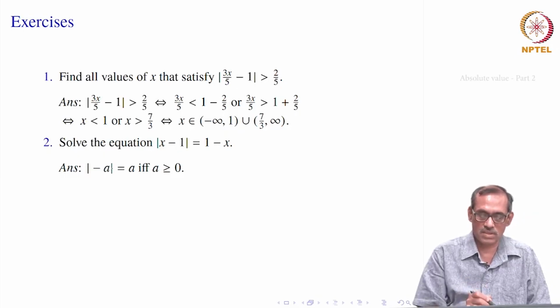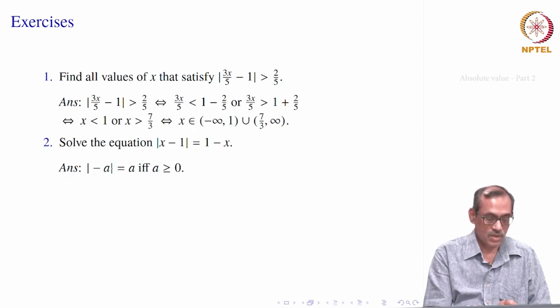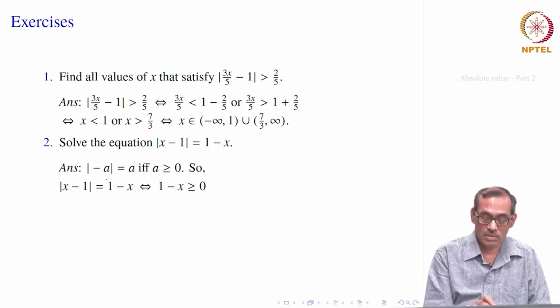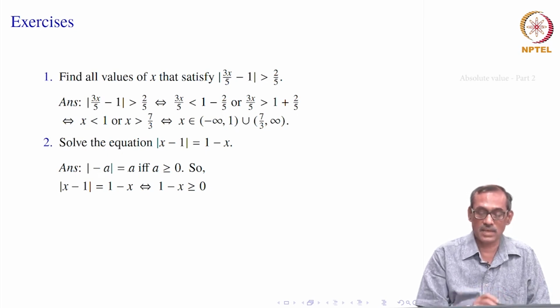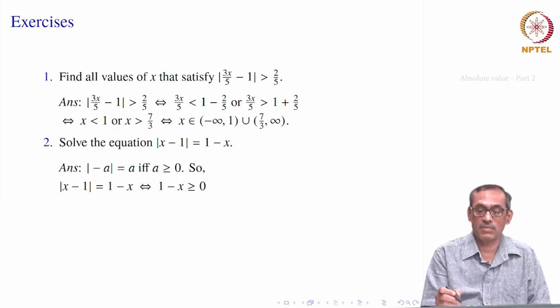Then it reminds us of this equality, that minus a mod equal to a if and only if a is greater than or equal to 0. So, that means x minus 1 must be greater than or equal to 0, right, or 1 minus a is greater than, which one? We are using it in the form minus a mod equal to a, if a is greater than or equal to 0, right. If you take the other way, you would get a mod equal to minus a. So, a mod equal to minus a when a is less than or equal to 0.